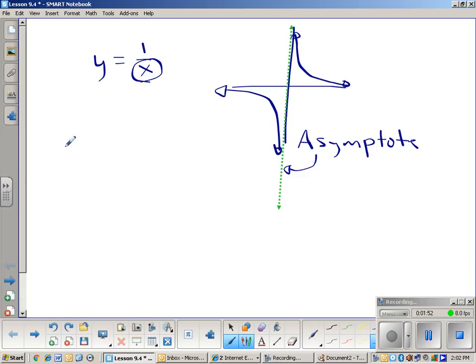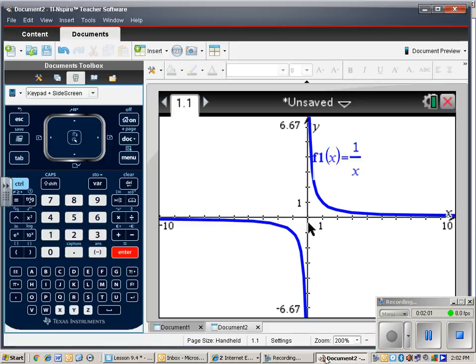All right, let's look at this one. Y equals 1 over x squared minus 4. So let's graph that one. X squared minus 4. 1 over x squared minus 4. Write down on your paper.